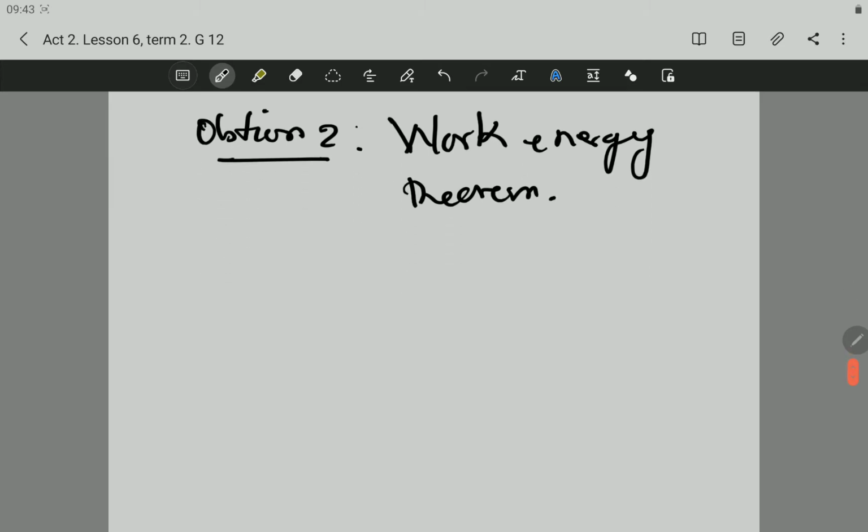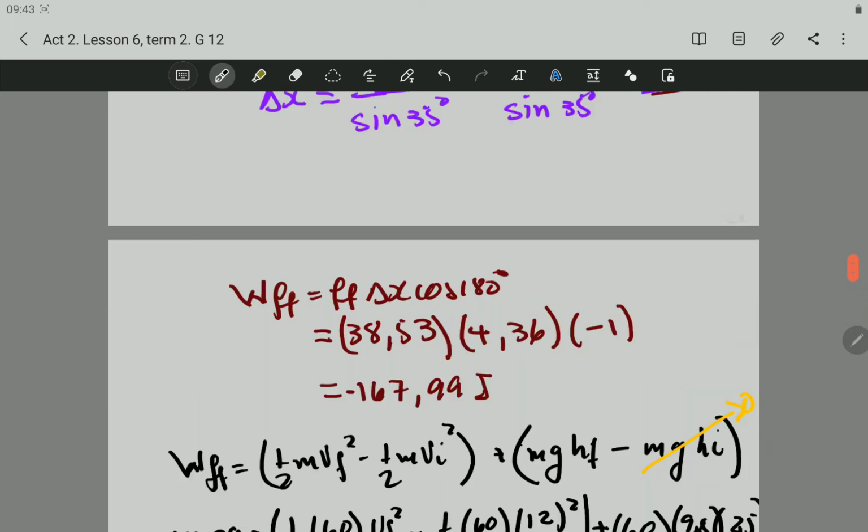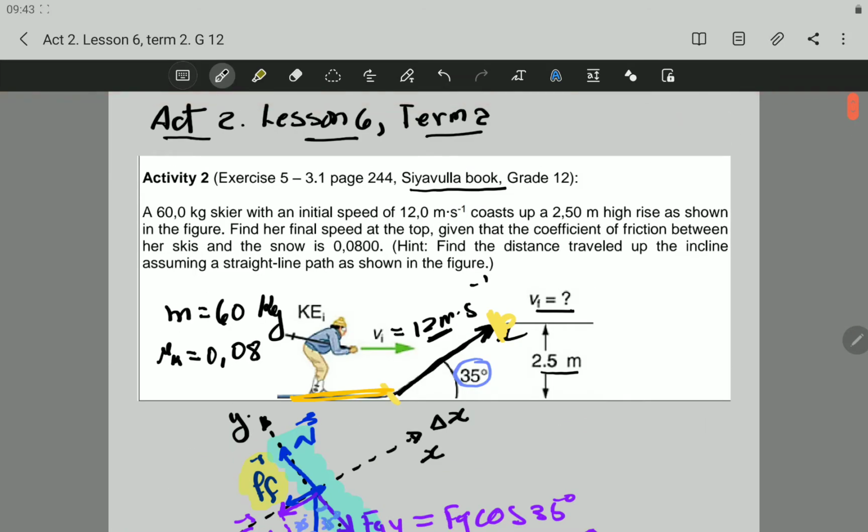And before we go to the question, let's just record the work-energy theorem. The work-energy theorem states that the work done by the net force is equal to the change in kinetic energy. Okay, so let's go back to the problem now so we can look at the solution.